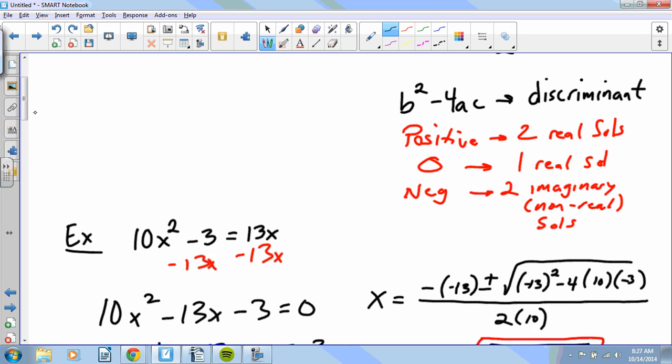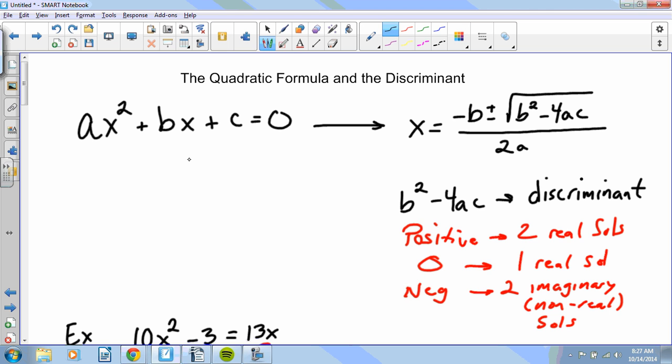So it's another tool to put in your tool belt as far as solving quadratics. We've looked at graphing, we've looked at factoring, we've looked at completing the square, and now we've looked at the quadratic formula. And that kind of takes us through what we are going to do as far as solving quadratics. So there it is.